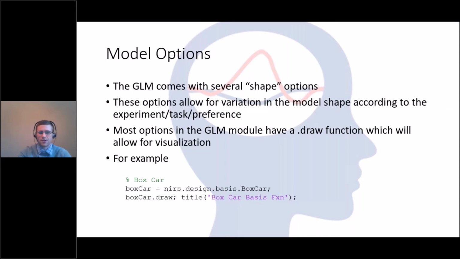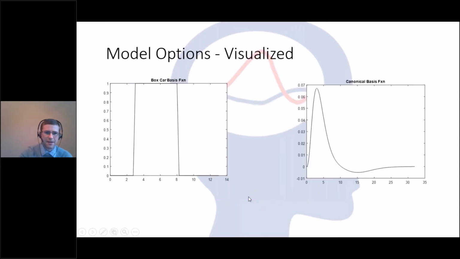In order to view it, I'm going to call boxcar.draw, and I actually saved the variable boxcar by calling nirs.design.basis.boxcar, and this is the folder that you will find all these in. So the boxcar is this on the left. If you notice, there's about a 2-3 second delay. It shoots up to 1, it goes over till about 8 seconds, drops back down, and then it's done. Again, it's kind of correct, but really not too great.